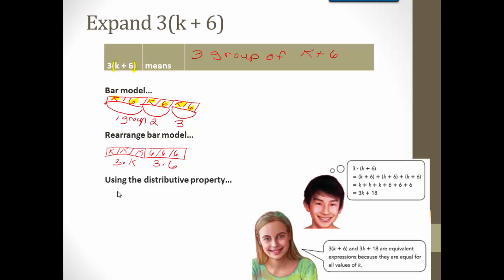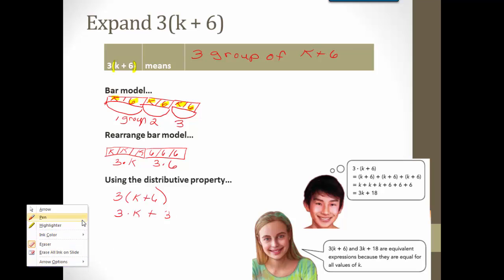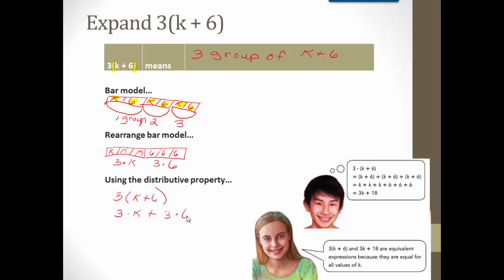Now using the distributive property, the model looks like this. 3 multiplied by k plus 6 equals 3 multiplied by k plus 3 multiplied by 6. I distributed the 3 to the k and I distributed the 3 to the 6. So now it's 3k added to 18.